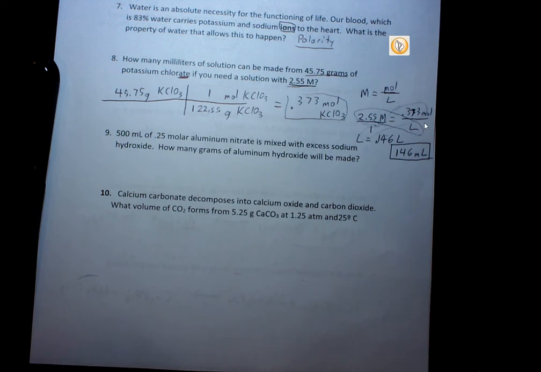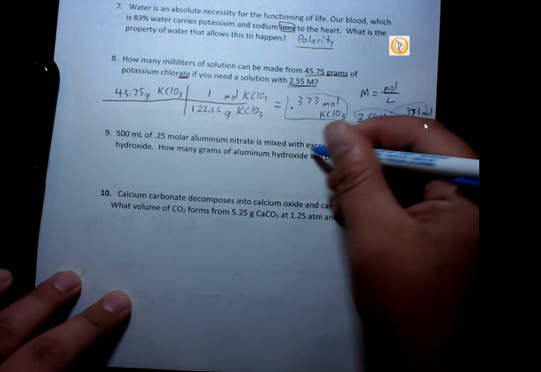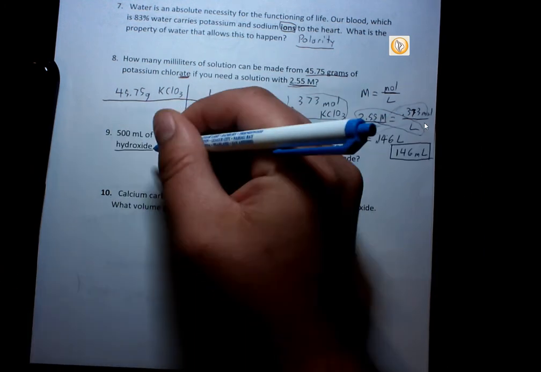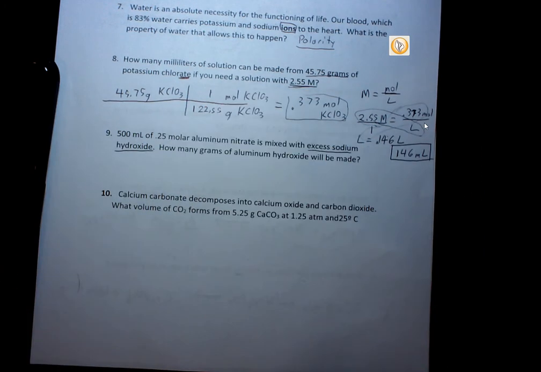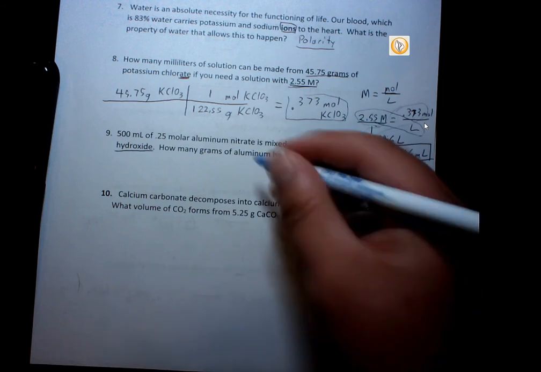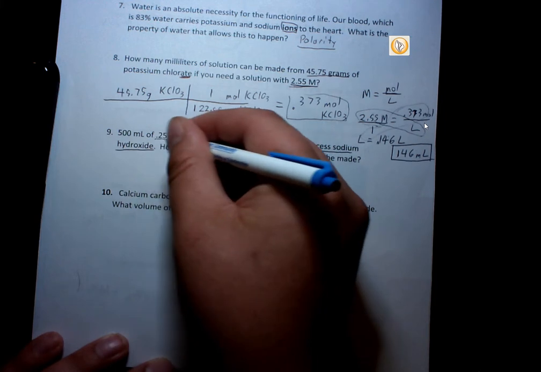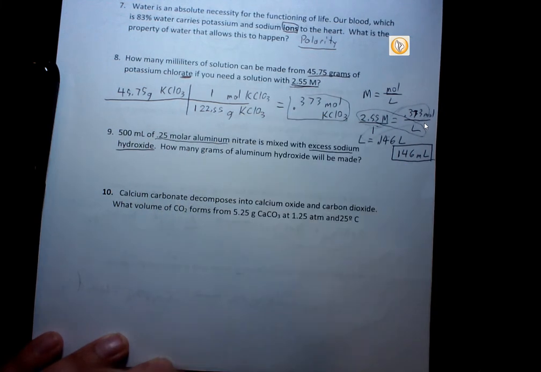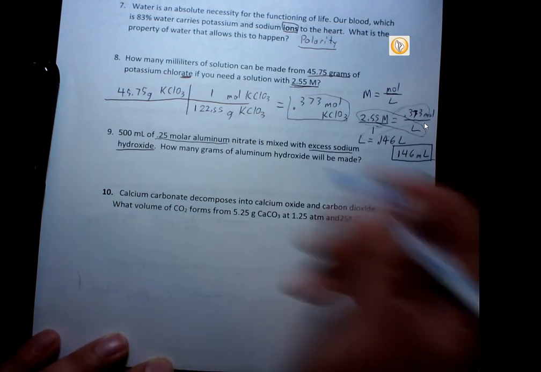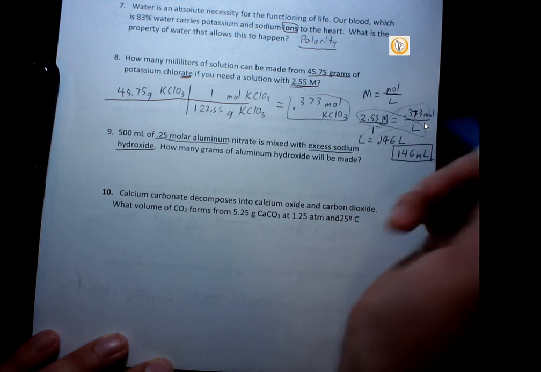500 milliliters of 0.25 molar aluminum nitrate is mixed with excess sodium hydroxide. How many grams of aluminum hydroxide will be made? So the first thing we see there is excess sodium hydroxide, so we're not too worried about that. But we do need to go ahead and write an equation because it's asking about one of the products. This is essentially just a stoich problem, but it's including concentrations now.